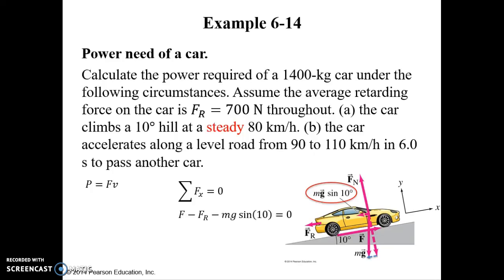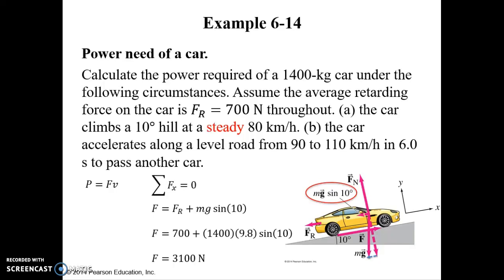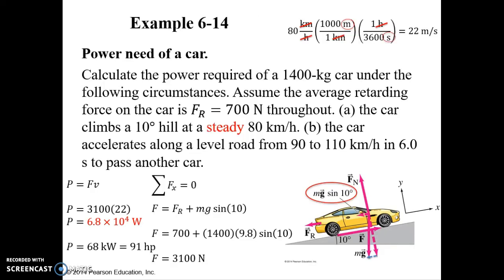Write down all your forces along the x direction, along the ramp, and notice that the weight component along the ramp is mg sine of 10 degrees. We want to solve for F, which is the car's output force. Now we can plug and chug to actually find the value of the car's output force, which is 3100 newtons. Once we have that, we can just plug and chug to find the car's power, which is 6.8 times 10 to the 4th watts. Or I can just say 68 kilowatts, and in case you're curious, it's 91 horsepower.